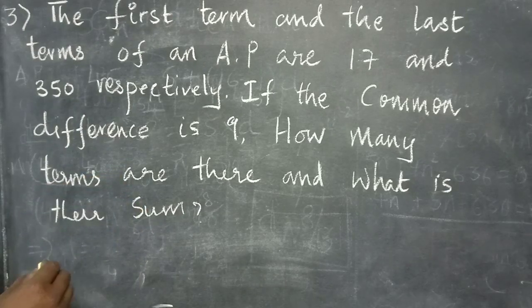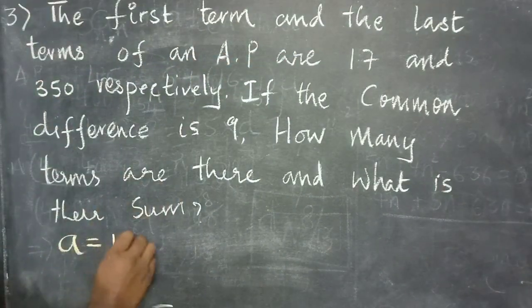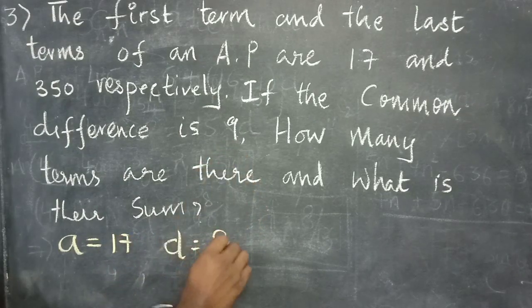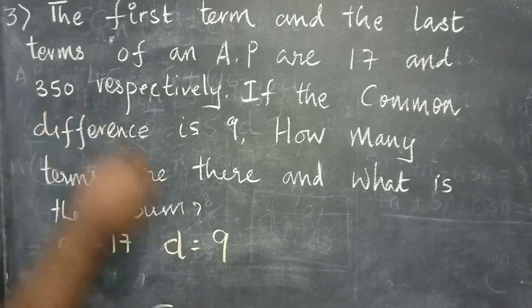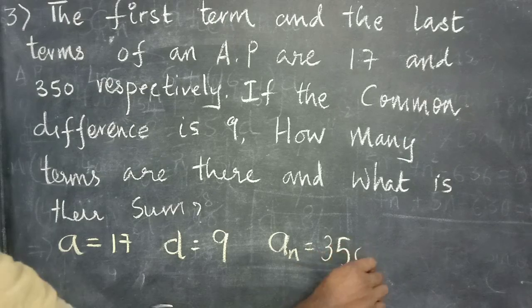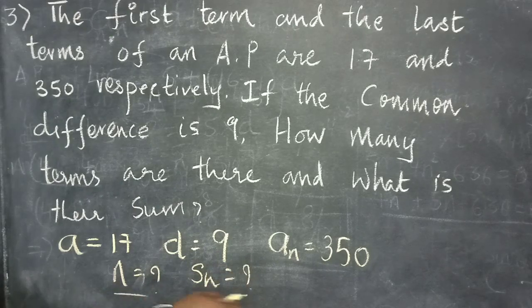Now we write down the given data. What is the first term? A equals what? A equals 17. Then D equals 9. Then what we got? We have the last term, that is an equals 350. What we need to find out? We need to find out n and the sum of n terms. We should find out the value of n, then the sum of n terms.